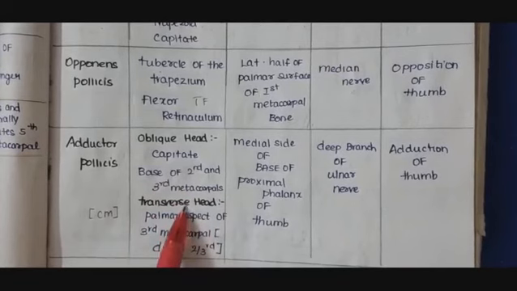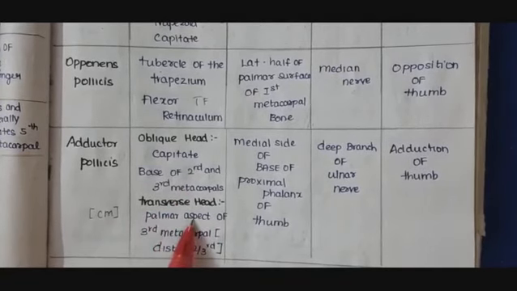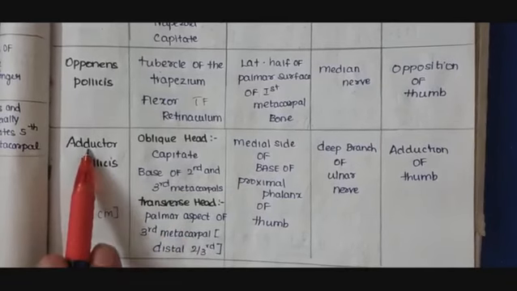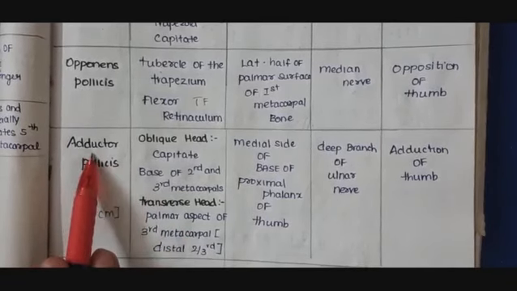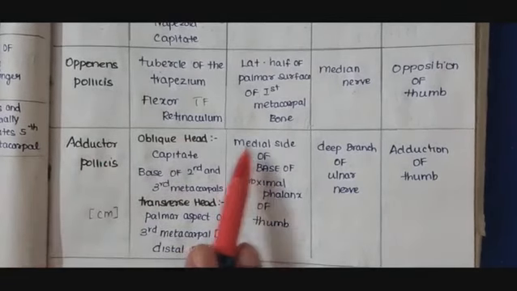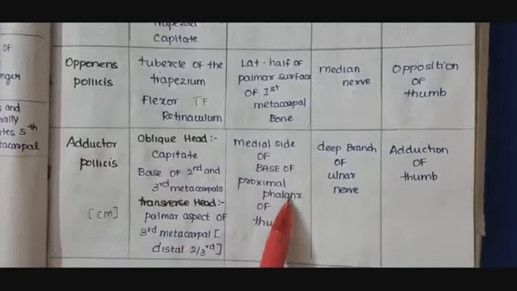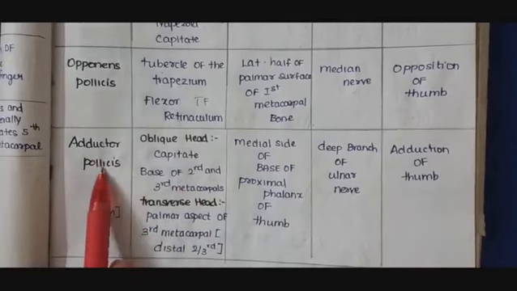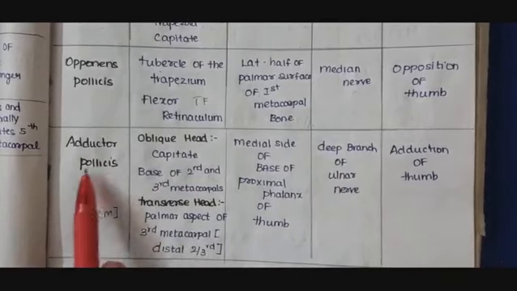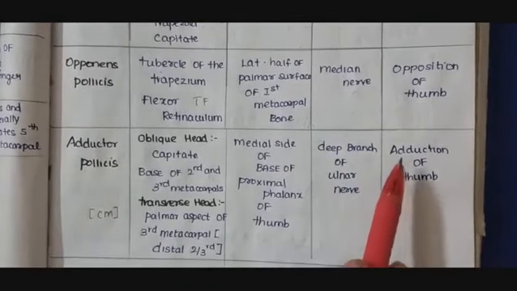And the transverse head originates from the palmar aspect of the third metacarpal, to be specific, the distal 2/3 of the third metacarpal bone. Okay, so adductor. So adductor is where your thumb will move medially, right? So this muscle gets inserted at the medial side of the base of the proximal phalanx of thumb. As this muscle is present medially, it is supplied by the deep branch of the ulnar nerve. As the name suggests, it is concerned with the adduction of the thumb.